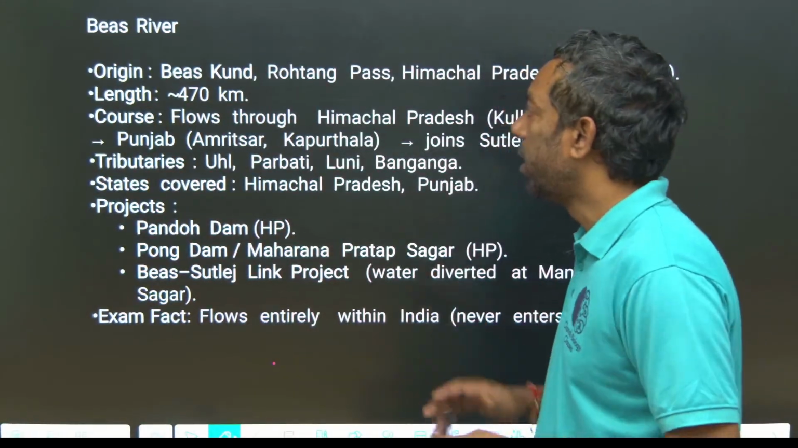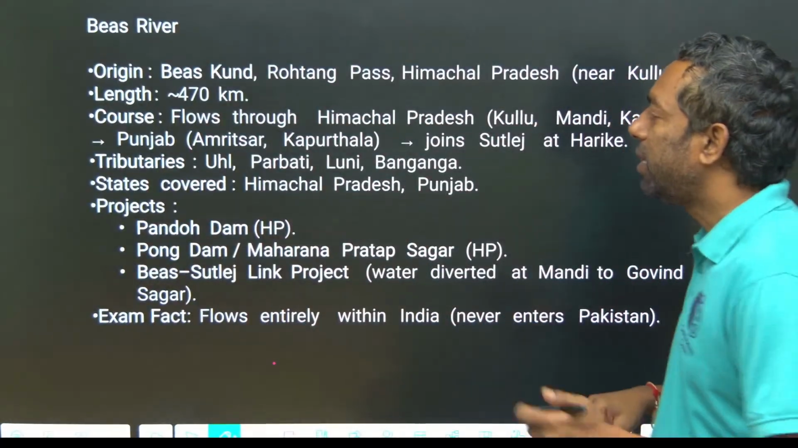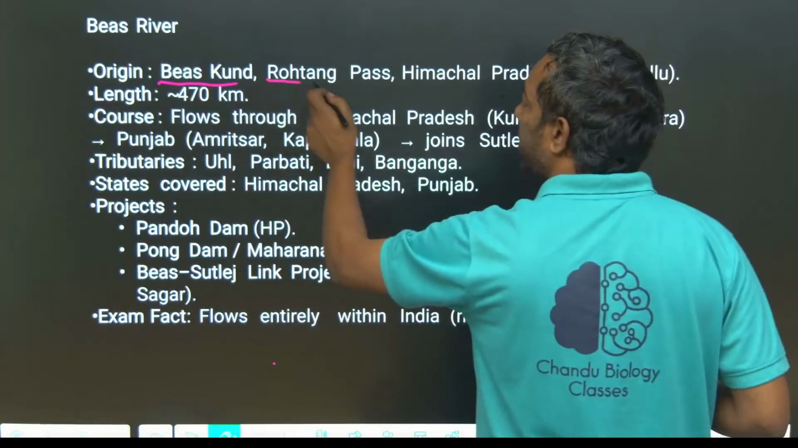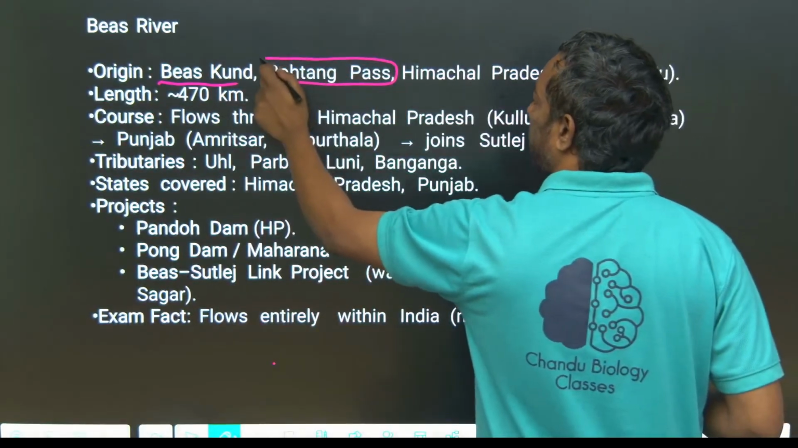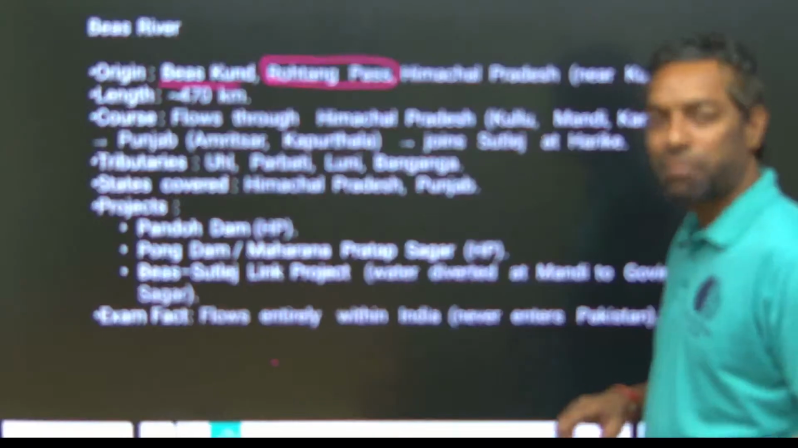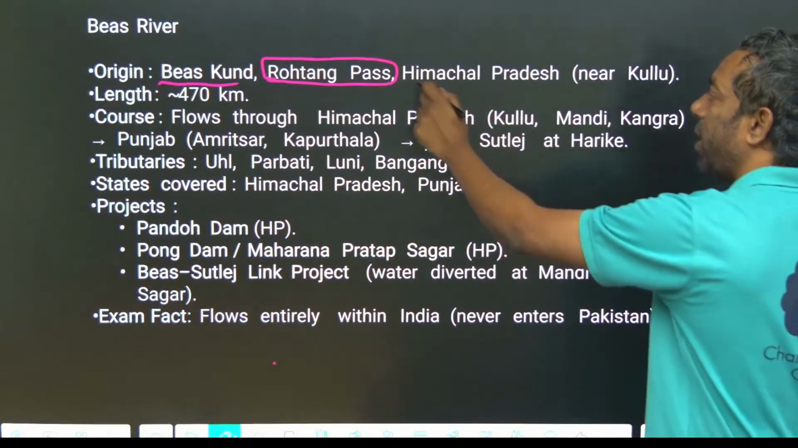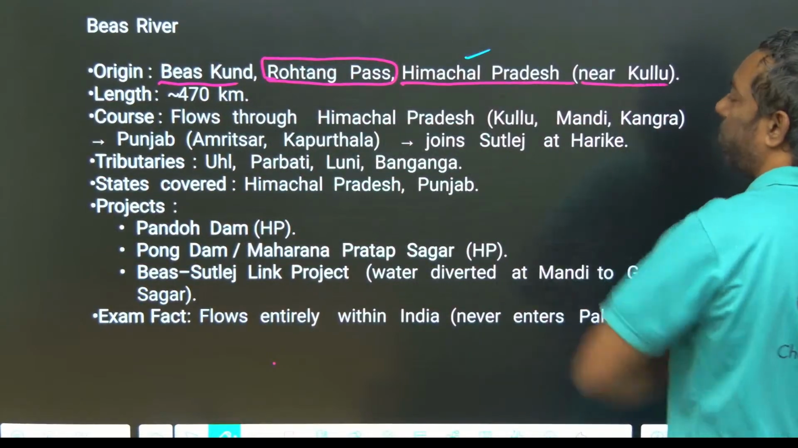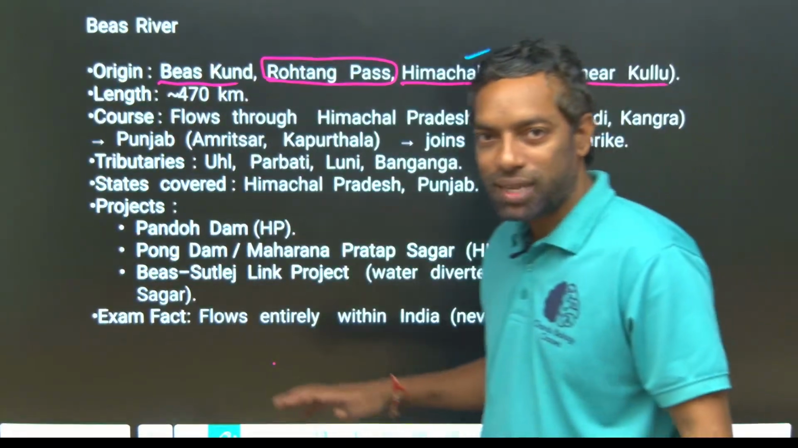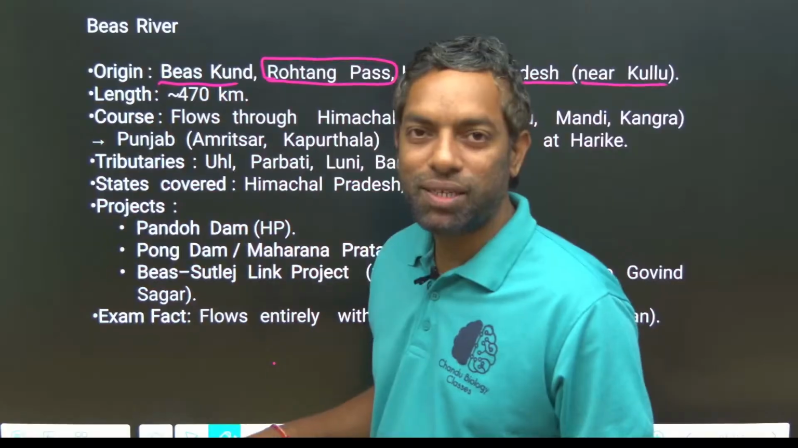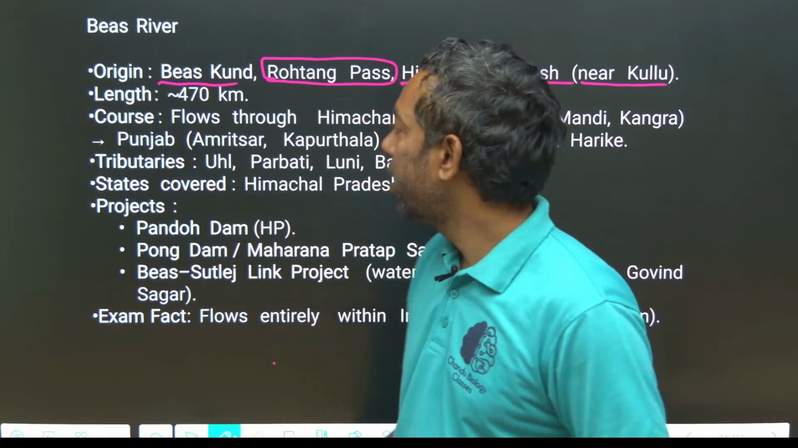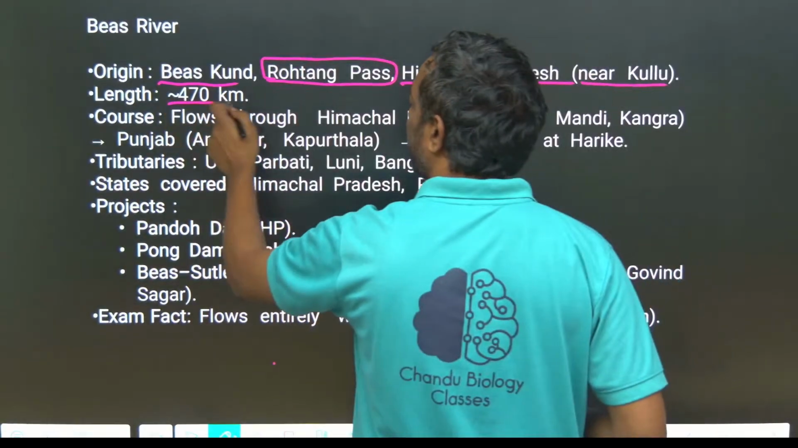Okay, Beas River, its origin is Beas Kund, Rohtang Pass. This is important for exam. Which pass? Rohtang Pass. Where? Himachal Pradesh, near Kullu. Beas River originates in Himachal Pradesh, at Rohtang Pass near Kullu. It is 470 kilometers only.